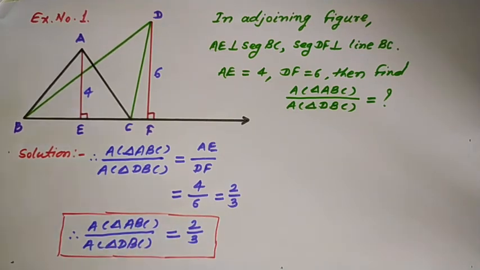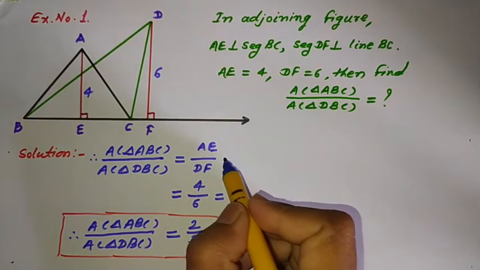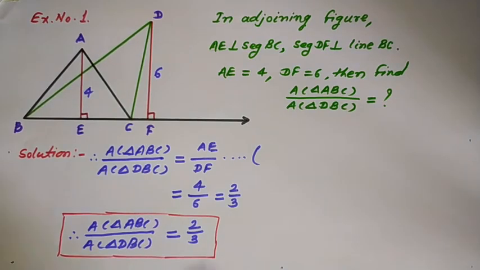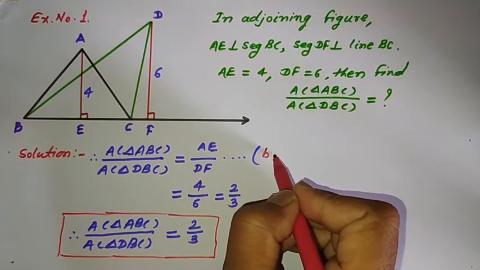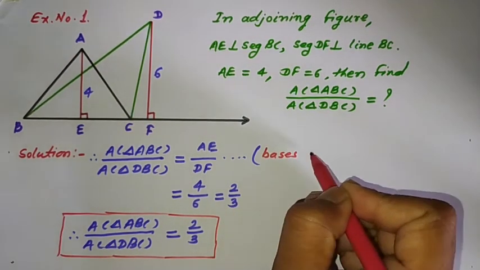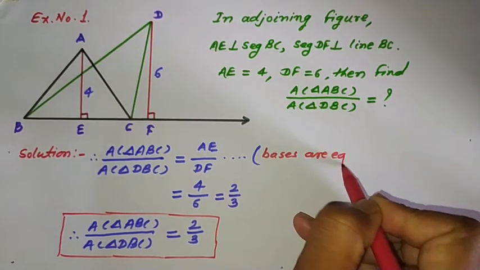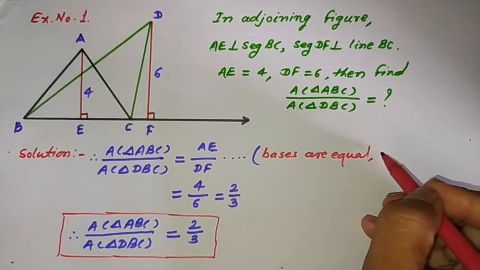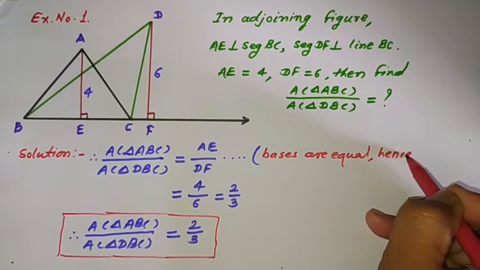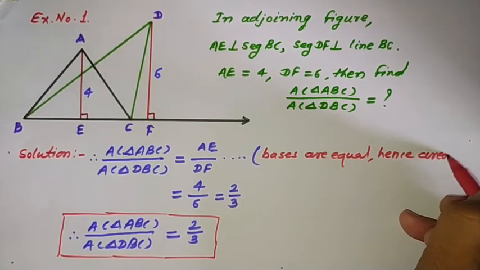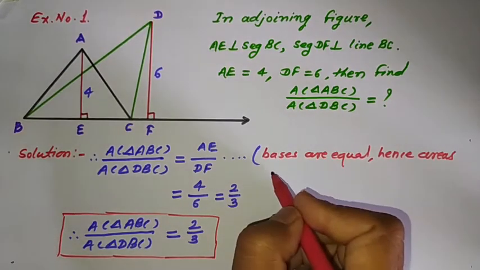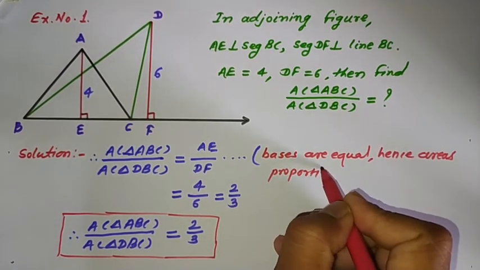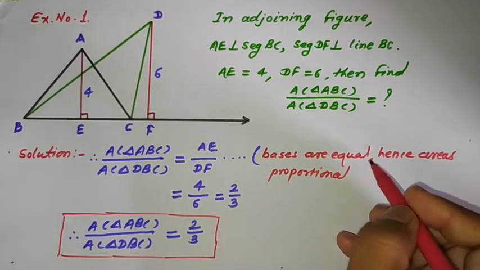Here write down the reason. Bases are equal, hence areas are proportional to heights.